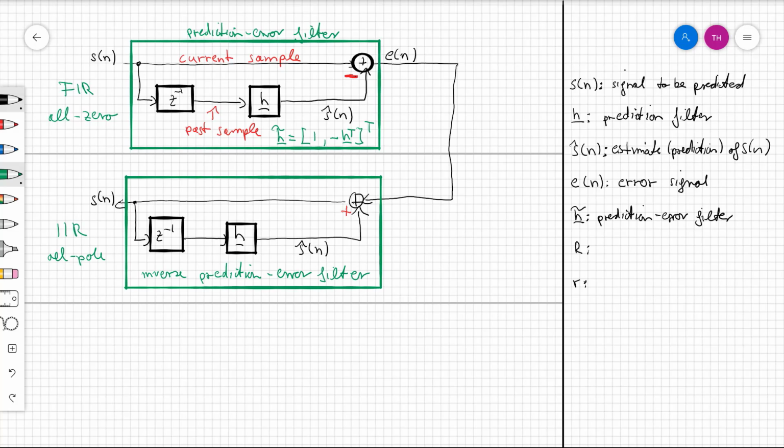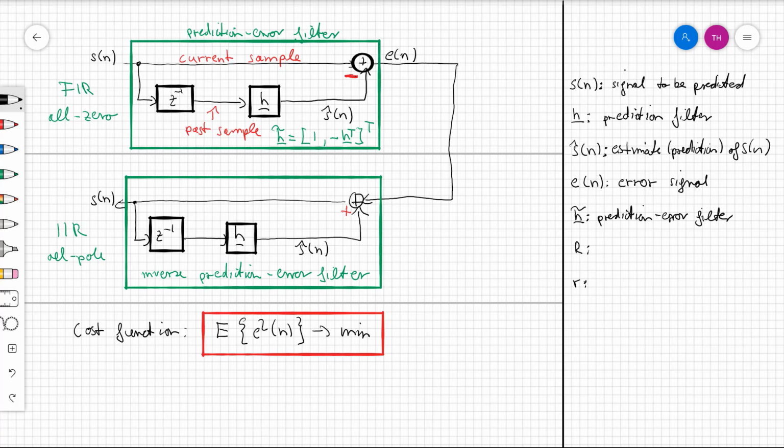Those are our structures, but we haven't talked about how we actually get to the filter coefficients of our prediction filter. Of course, we have a cost function again. It's actually the same cost function that we had in the Wiener filter: we want to minimize the expectation of the squared error signal. But the solution we get out of this is a little bit different, because we have a different signal model and a different signal structure here.